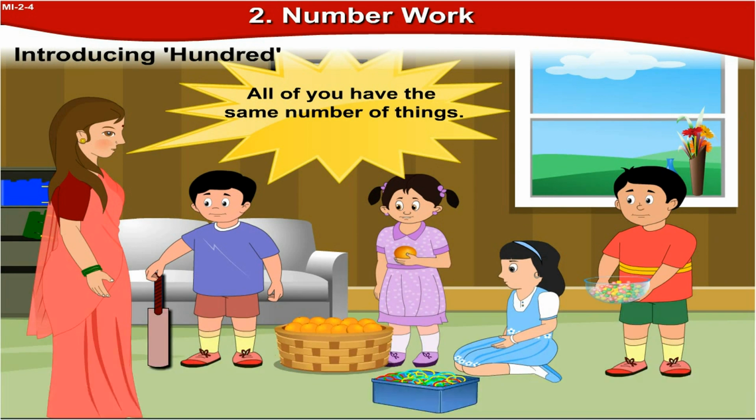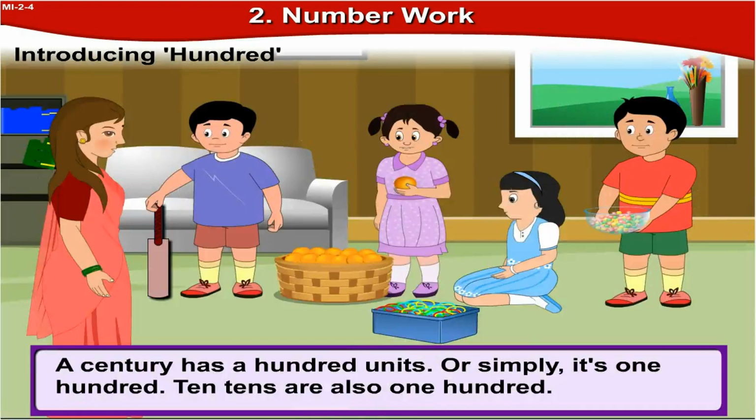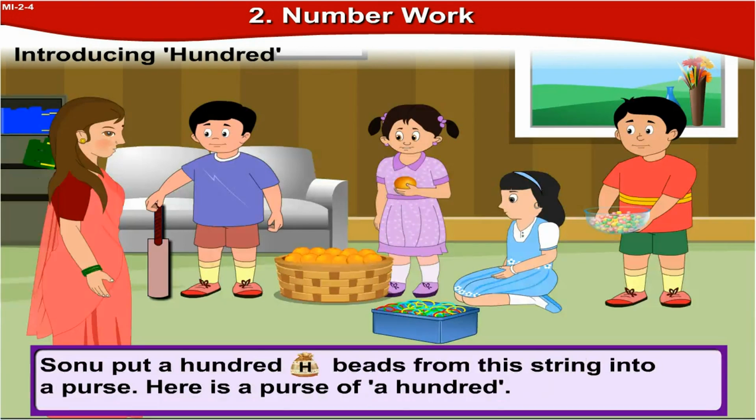All of you have the same number of things, but each of you said it in a different way. A century has 100 units, or simply, it's 100. 10 tens are also 100. Sonu put 100 beads from this string into a purse. Here is a purse of 100.